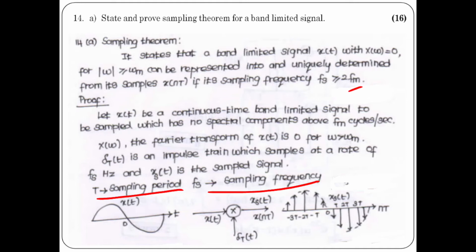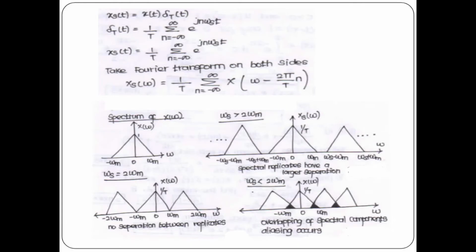So draw the pictorial representation or graphical representation of the signals. x(t) as a continuous signal and x(t) as input. Another input is delta T(t) will give you the xs(t), which is nothing but x(nT). This is the sampled signal. And xs(t) is equal to x(t) into delta T(t). So delta T(t). So what is the exponential form of Fourier series? So this is nothing but, what is this? This is nothing but exponential form of Fourier series of delta T(t).